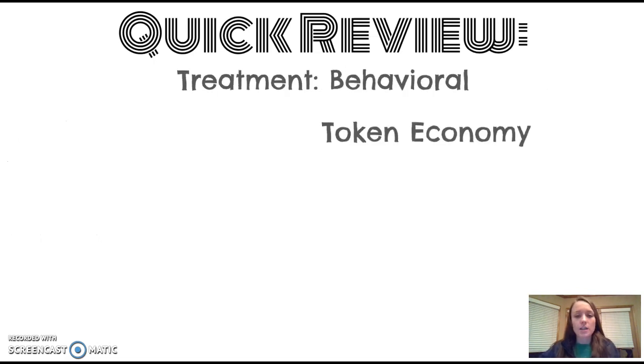Okay, the next approach to treatment we'll talk about is behavioral. Since this slide is already up here, it says token economy. This is an approach to try to help guide behavior.